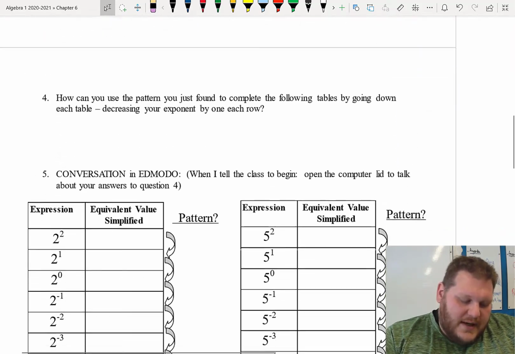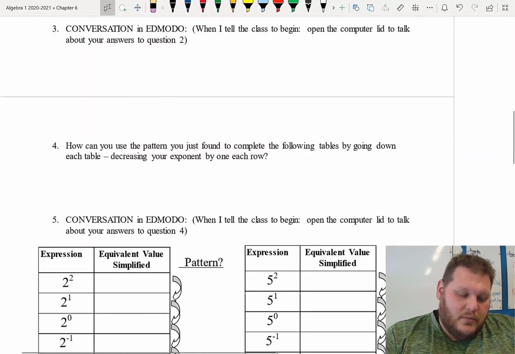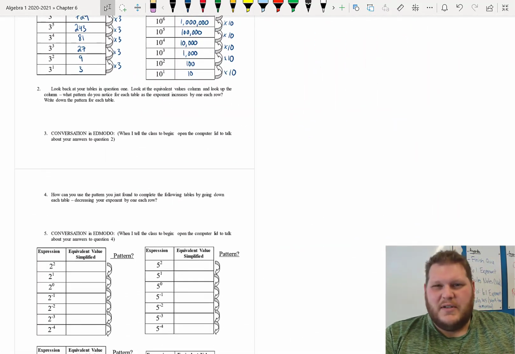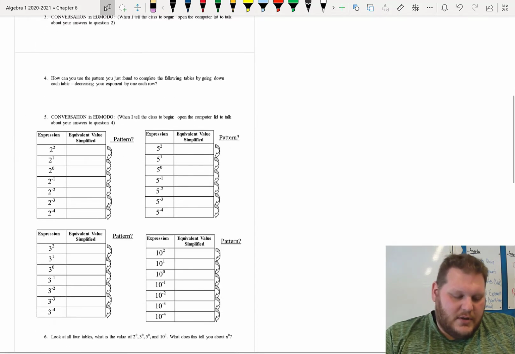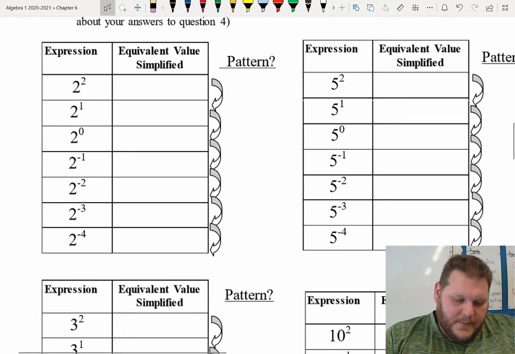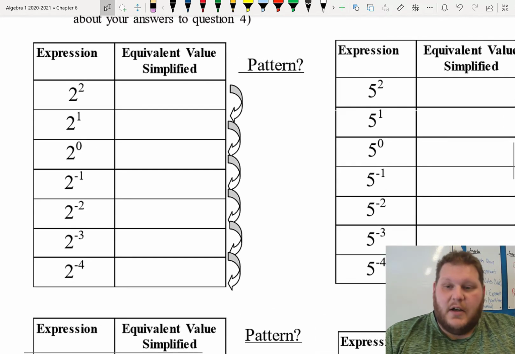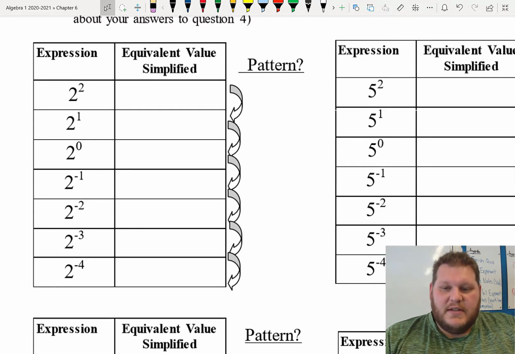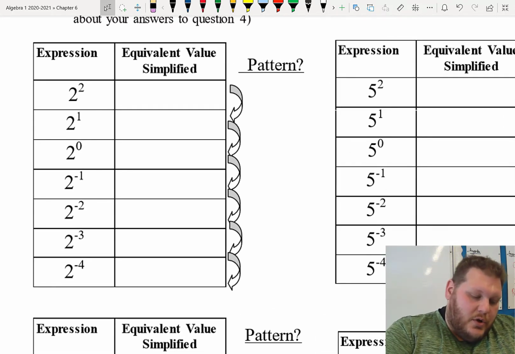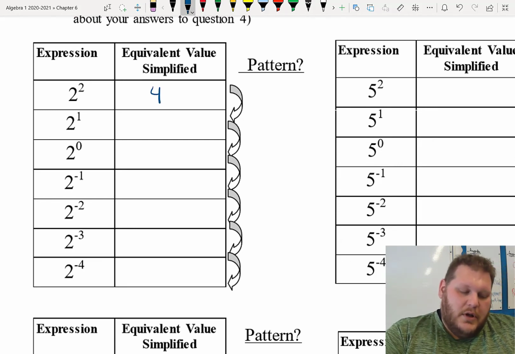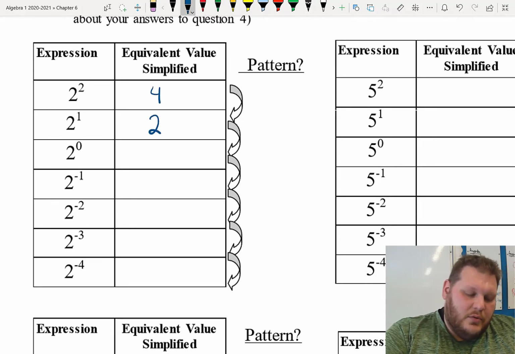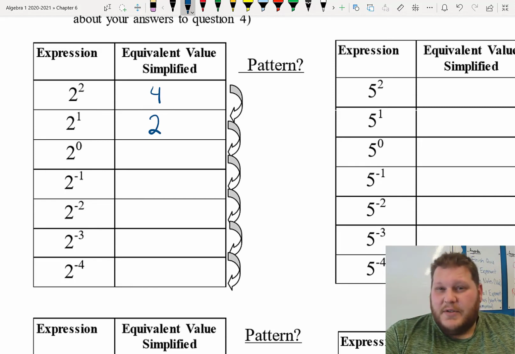That's going to be important for us because now if we go to page number 2, we're going to skip over those questions on your worksheet and go right into the second set of tables. What happens now if I start going backwards? If I start at 2 squared, which we knew was 4, 2 to the first power is 2. Those are the only two I know so far.